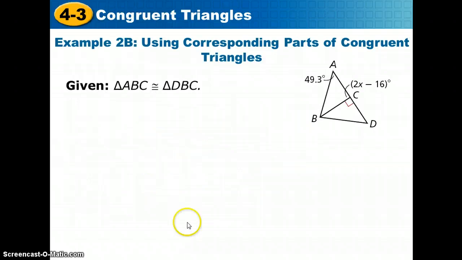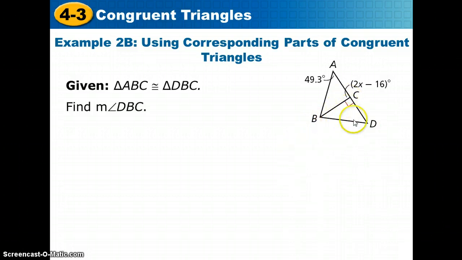Let's look at 2b. In this case, like I said, we're going to eliminate part of this. So we are only going to be finding the measure of angle DBC. We're not going to worry about finding the value of x. We don't need that to do this problem. We want the measure of angle DBC. So this angle right here, we want to find that angle measure.